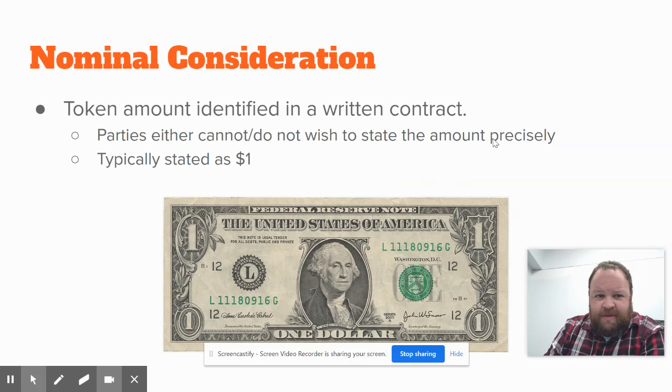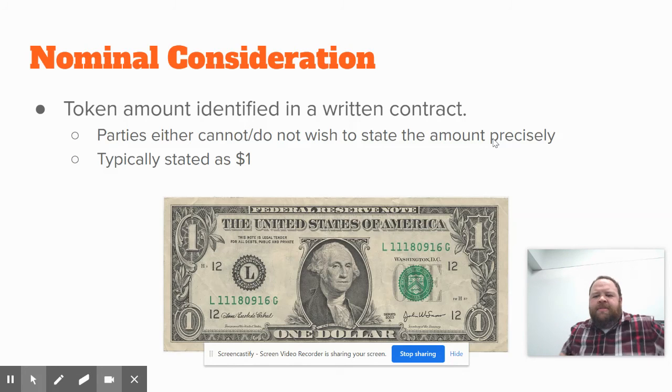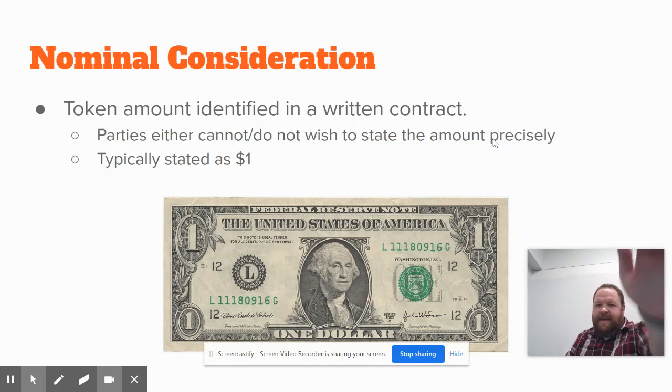So that is kind of, oh, we got one more slide. Sorry. Nominal consideration. That's the token amount identified in a contract. Sometimes you'll see on Facebook Marketplace or in ads in general something like new car, $1. This is what would be considered nominal consideration. It's where parties either cannot or do not wish to state the amount precisely. So it's typically stated as $1.